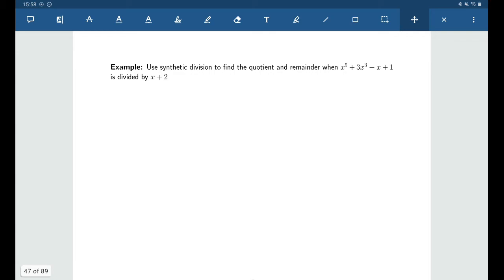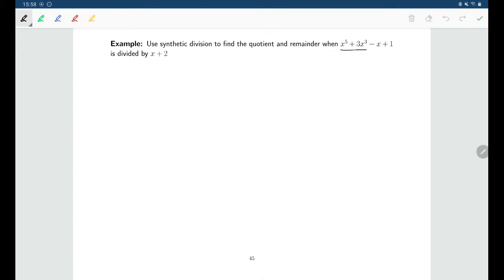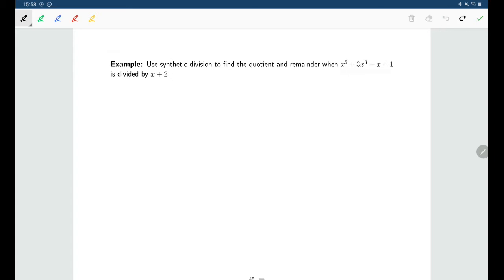Okay, let's do another one here. We've got synthetic division. We want to use that to find our quotient and our remainder when we're dividing this polynomial by x plus 2. So first, I'm going to take my polynomial, and it's already in order from largest power to smallest.